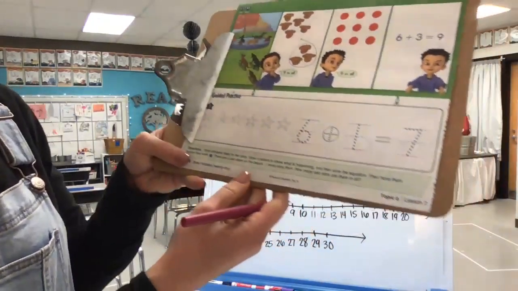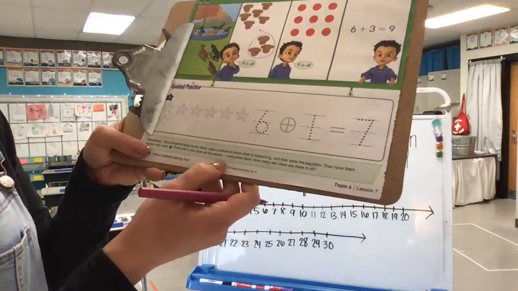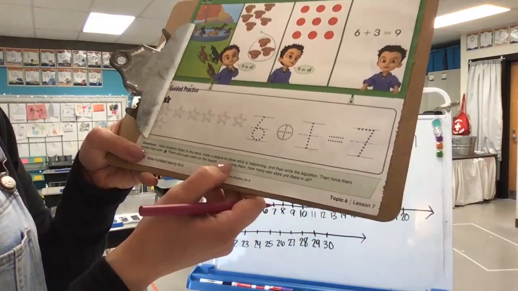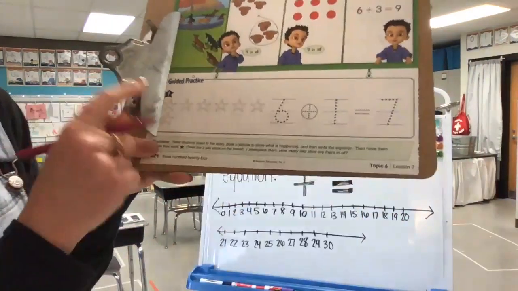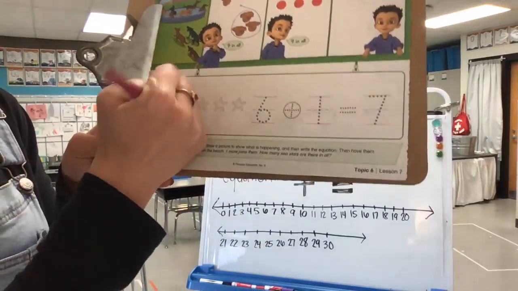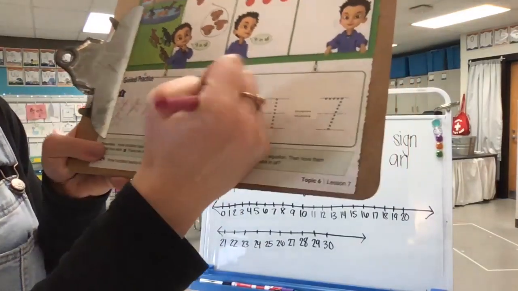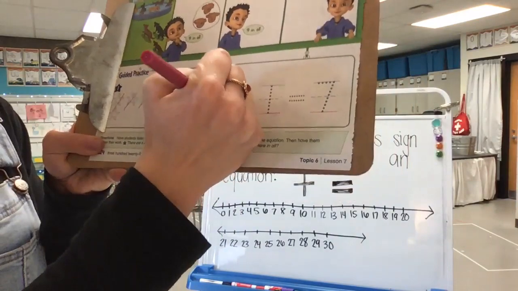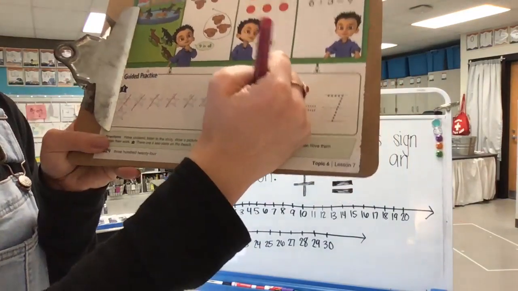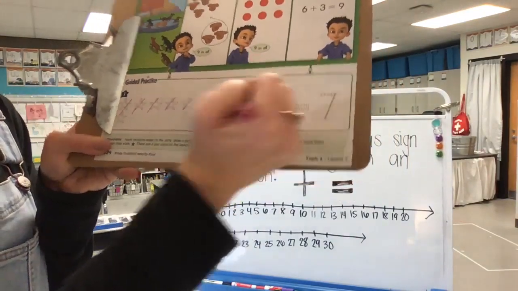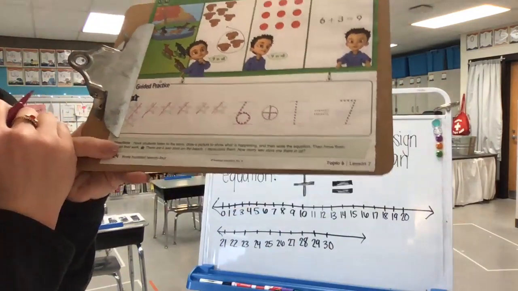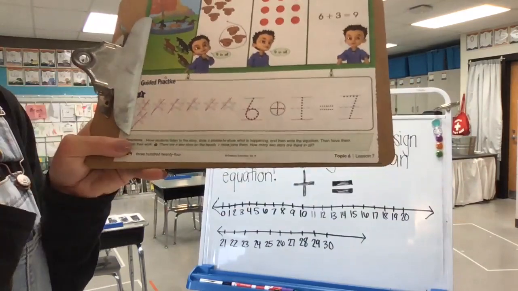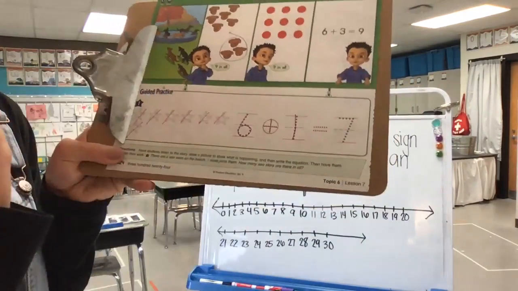It says that there are 6 sea stars on the beach. 1 more joins them. How many stars are there in all? Let's count 6. 1, 2, 3, 4, 5, 6. Okay, now we know we're going to add. The word join means that we're putting together, so add. Now we're going to count our second group, 1, and trace it.